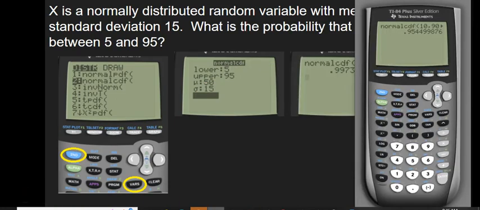All right, for this one, you do second VARS, number 2, normal CDF. We want between 5 and 95. The mean was 50, and the standard deviation was 15. So that's about 99.7% or 0.997, which is what we got when we did it on paper.